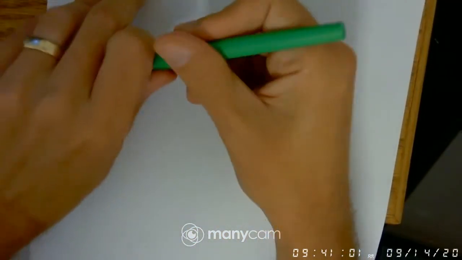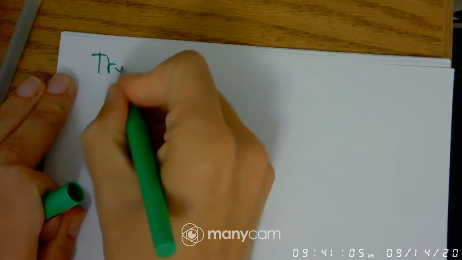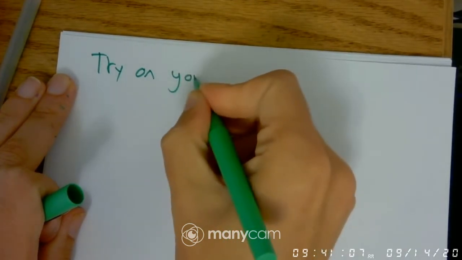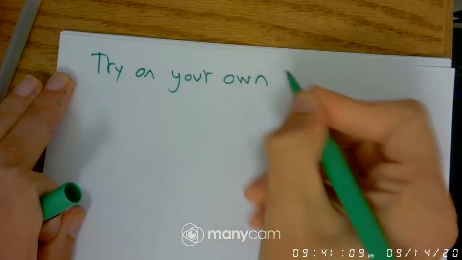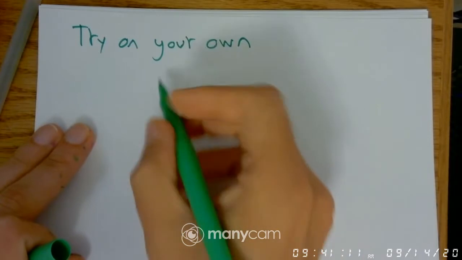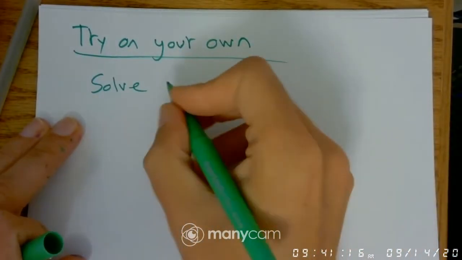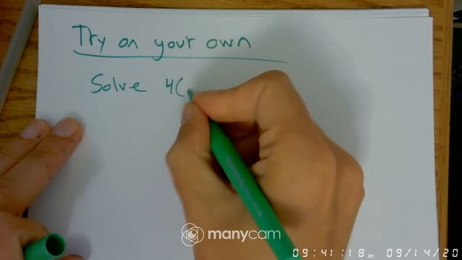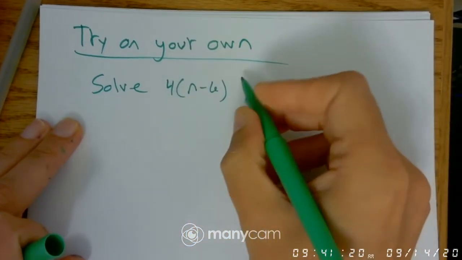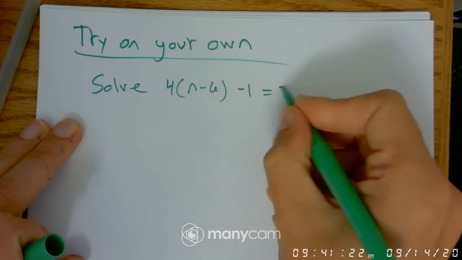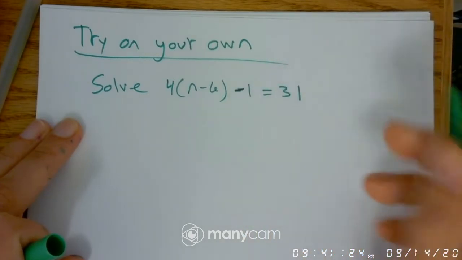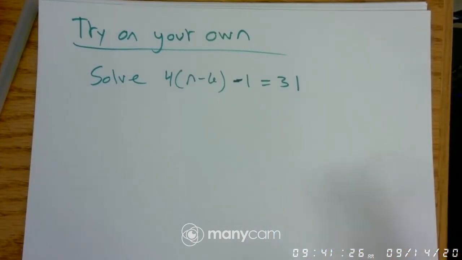Okay, so this is try on your own. I always write that in case people come back and see this video later. So we're going to solve 4 times the quantity of n minus 6 minus 1 equals 31. I'm going to give you guys a minute 30.